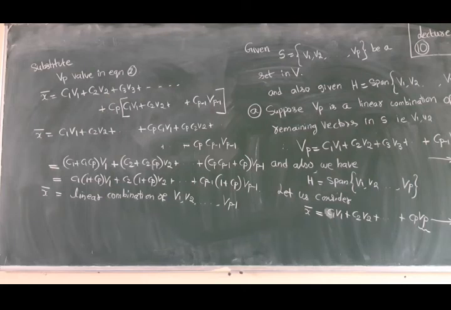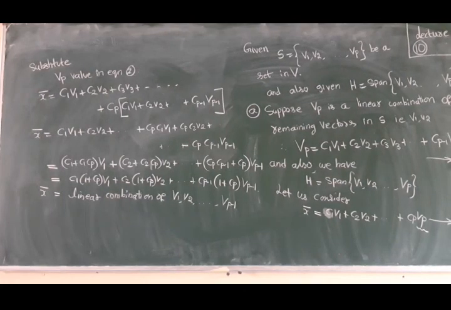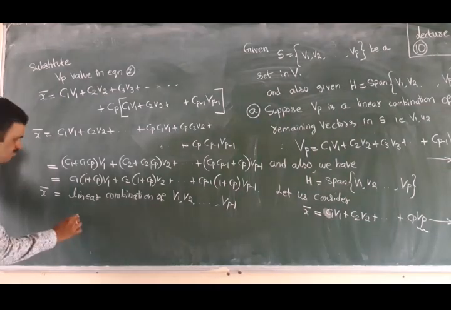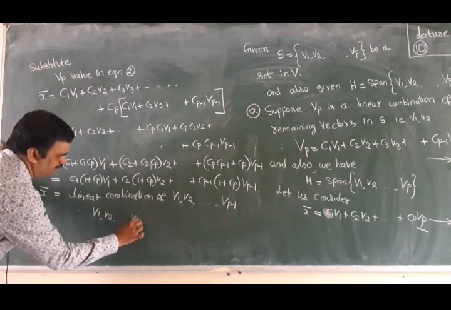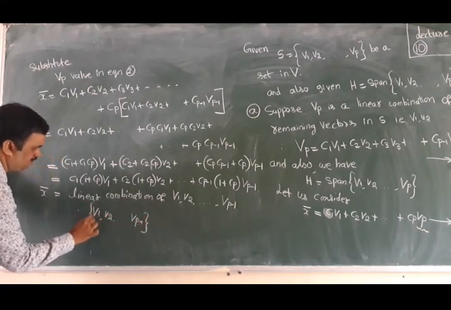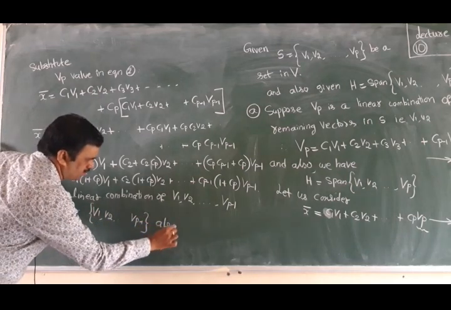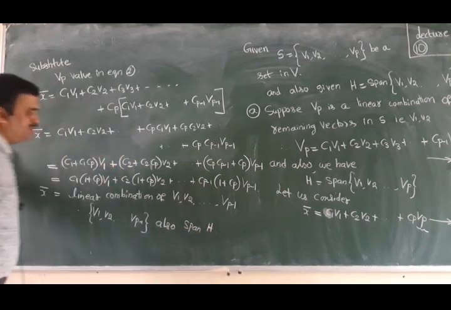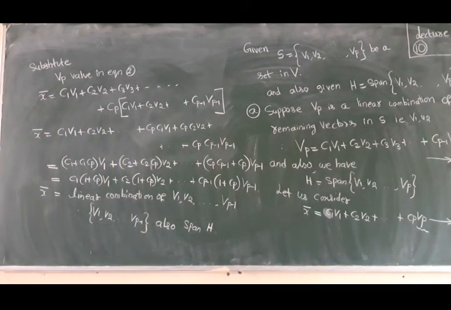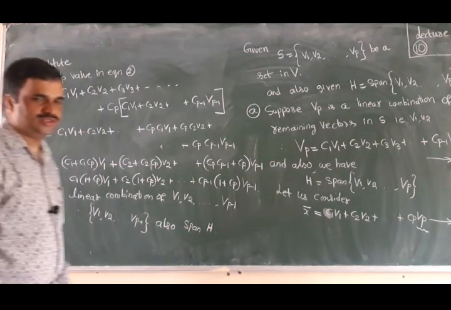So x bar is equal to a linear combination of v1, v2, and so on up to v p minus 1. Therefore v1, v2, and so on up to v p minus 1 also span H. So the first part is over.